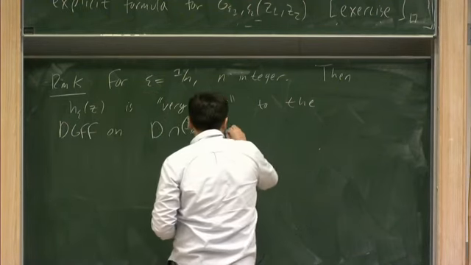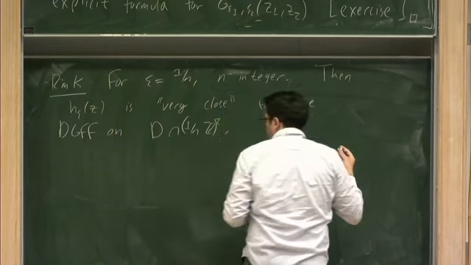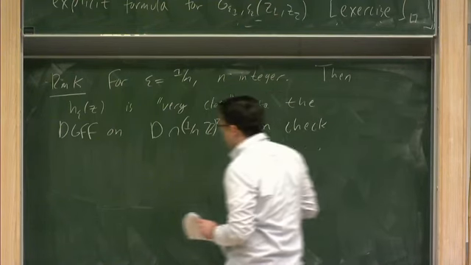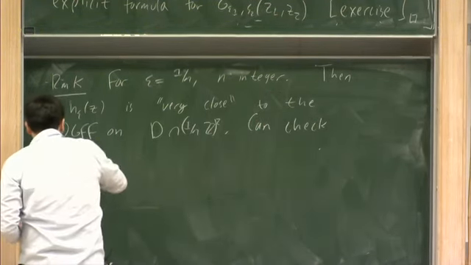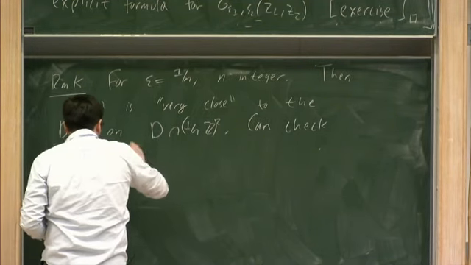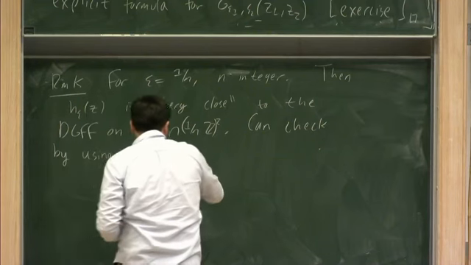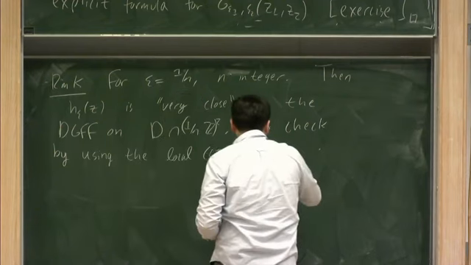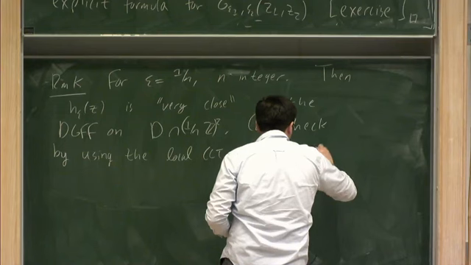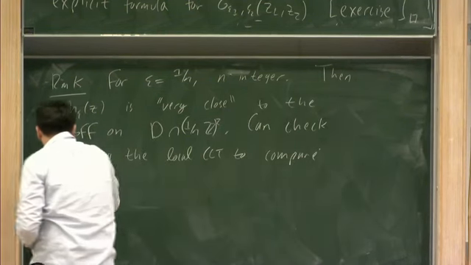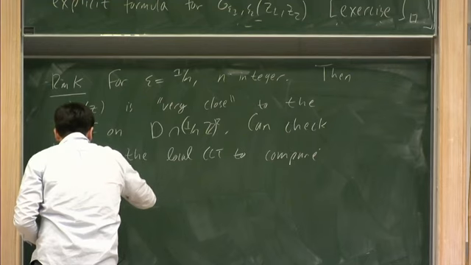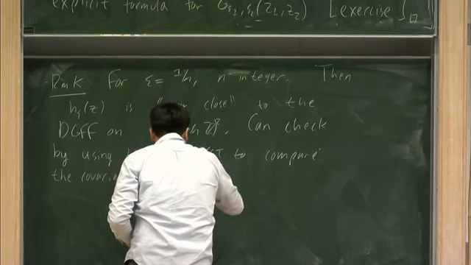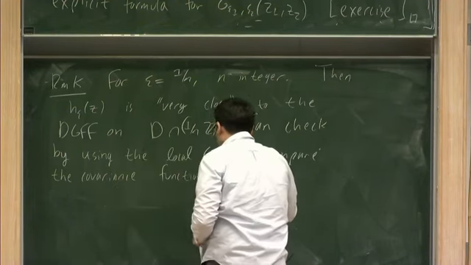Okay, so these two processes are very, very similar. And this is something that you can also check by using, for example, the local central limit theorem to estimate or to compare the covariance functions for these two Gaussian processes.